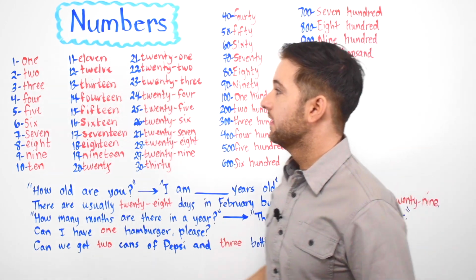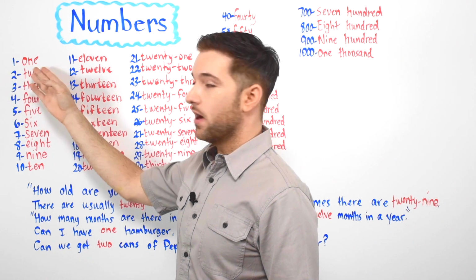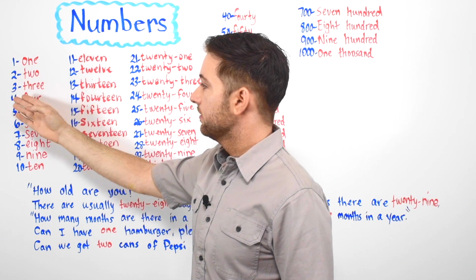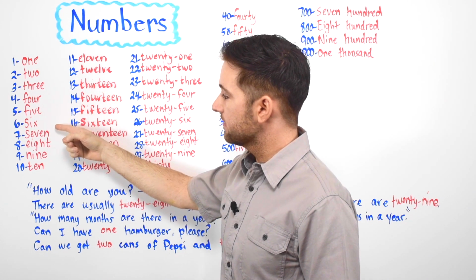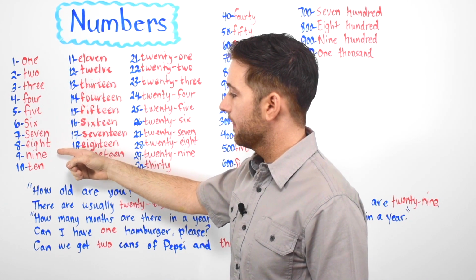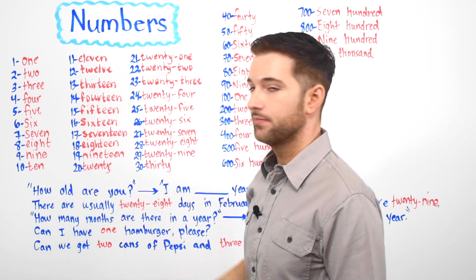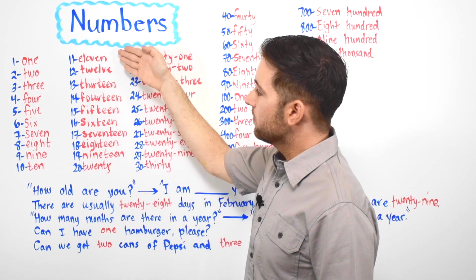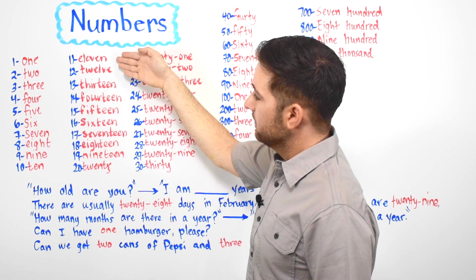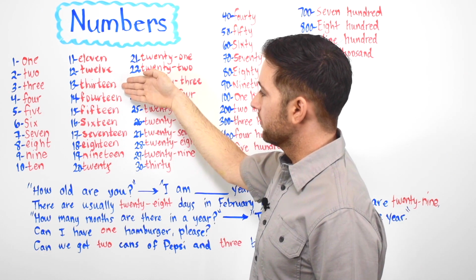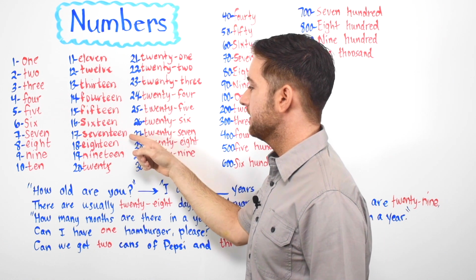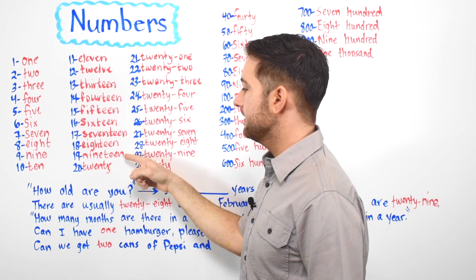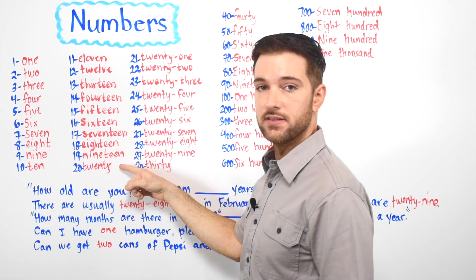Let's go. Let's begin. 1, 2, 3, 4, 5, 6, 7, 8, 9, 10. Okay, now we're going to go on to 11, 12, 13, 14, 15, 16, 17, 18, 19, and 20.